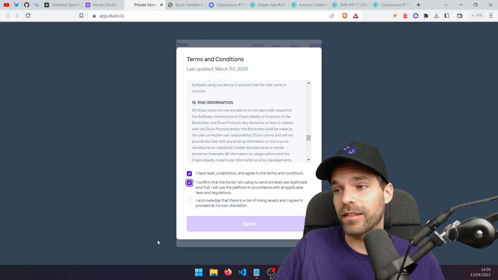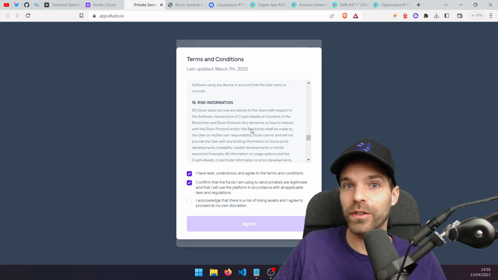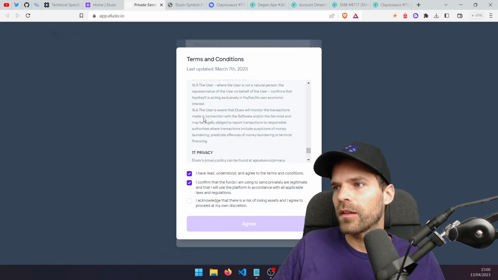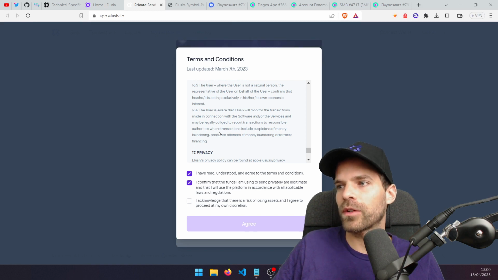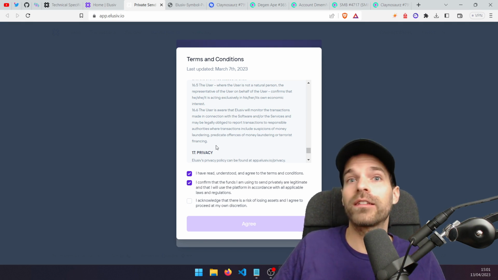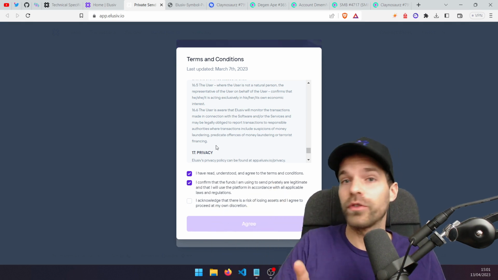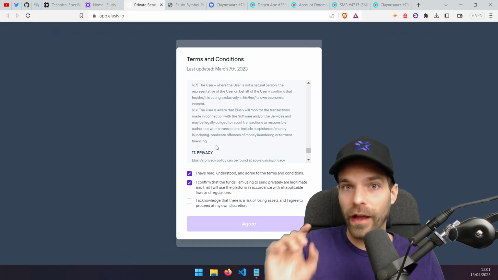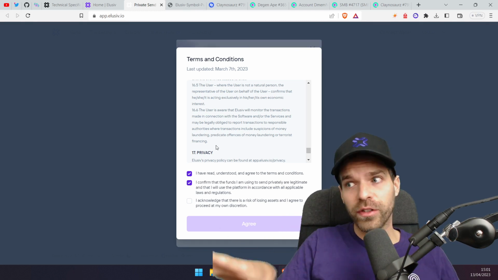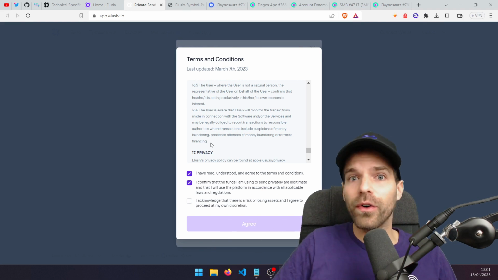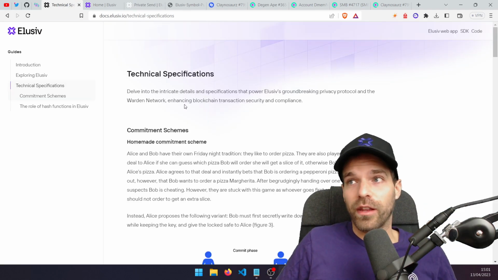Risk information. That's the third one, the big one. Basically, the first paragraph is like, we don't consult you on crypto, and crypto is risky. The user is aware that Elusiv will monitor the transactions made in connection with the software and or services, and may be legally obliged to report transactions to responsible authorities where transactions include suspicions of money laundering. So Elusiv does know. It's not a full private solution. You also need to be aware of that. It's not 100% private once you use Elusiv, firstly because of that paragraph, but also because of the technical specification that we might get into later.